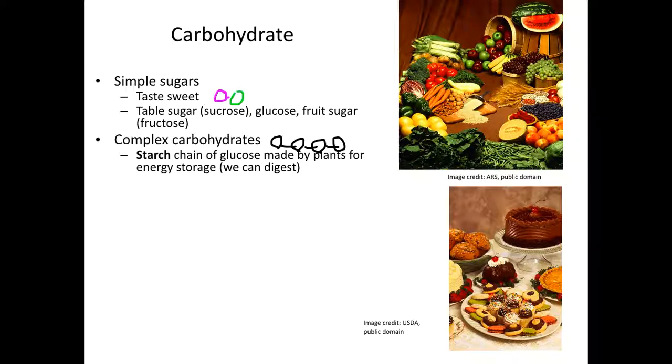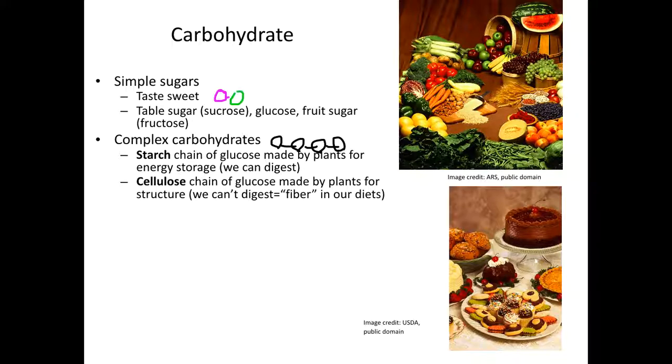Starch is the one that's probably the most relevant for your diet. Starch is chains of glucose which plants make for energy storage, and we're able to digest. So if you have corn that's not particularly sweet, it still has lots of energy because you have glucose in a chain that's been hooked together, which may not taste sweet but does contain plenty of calories for us.